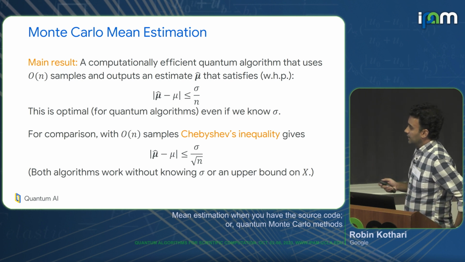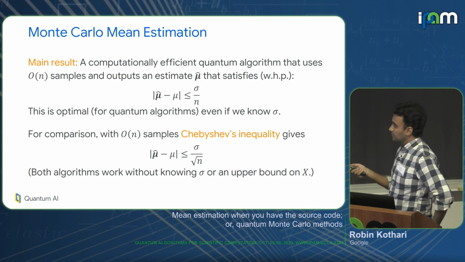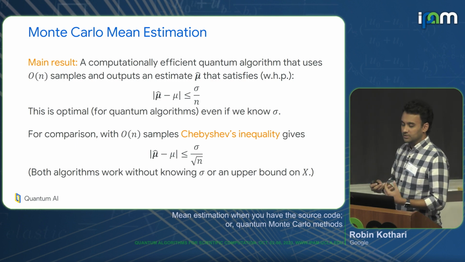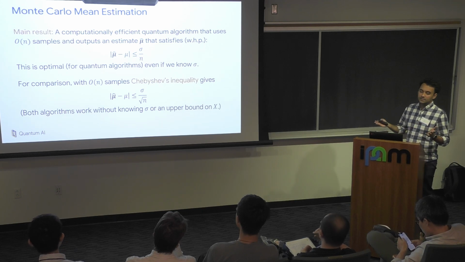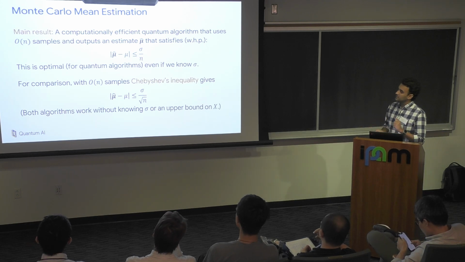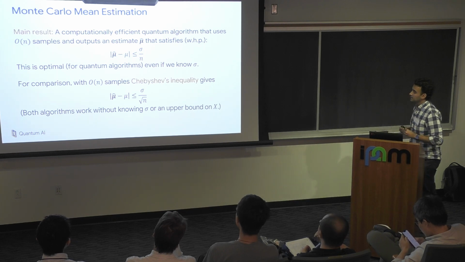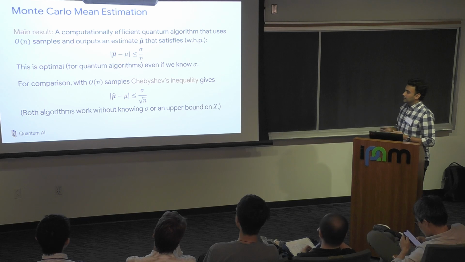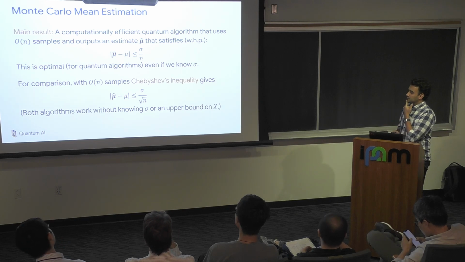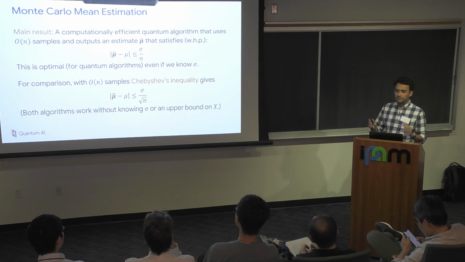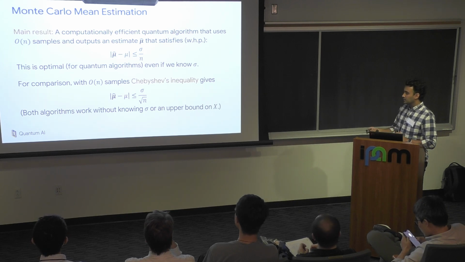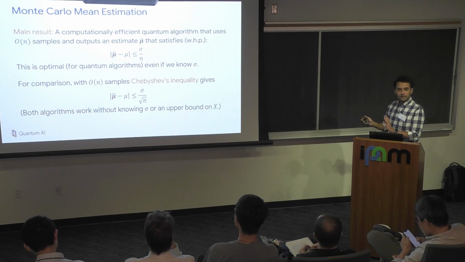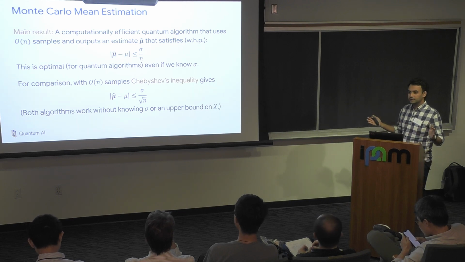What is nice about our algorithm, and I pointed this out earlier when I talked about Chebyshev, the classical algorithm, which is just take a bunch of samples, take their average. You didn't need to know what sigma was before you did the algorithm, right? You just get some numbers, you take their average. The quantum algorithm has this nice desirable property that you don't need to know a priori what sigma is. You don't need to know an upper bound on the standard deviation. And finally, this is optimal for quantum algorithms because, as I said, Grover's algorithm is a special case, and we know Grover's algorithm is optimal. So therefore, you can't improve this. Both algorithms work without knowing sigma or an upper bound on x. I didn't even need to assume that you knew the range of these real numbers x.